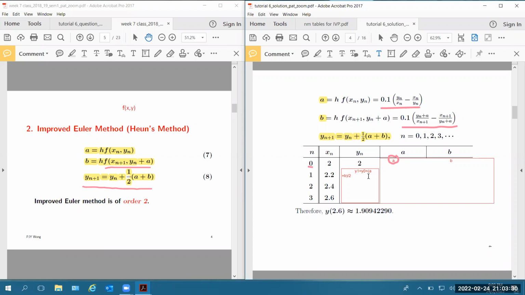And then of course you want to ask me, the A and the B here, where to get? Well, these are the ones that you just calculated, the ones in the row above. All right, so that's how you get your y_1.